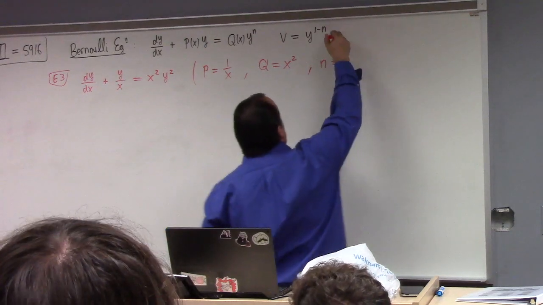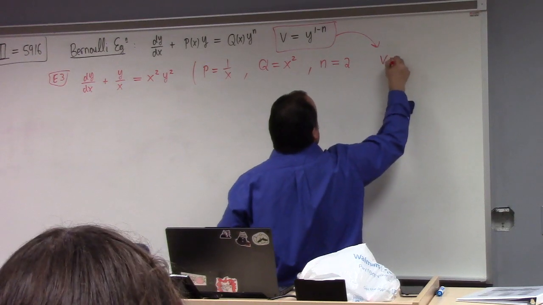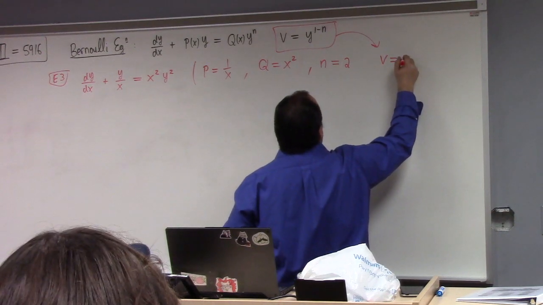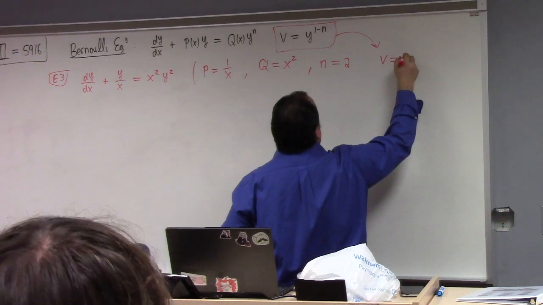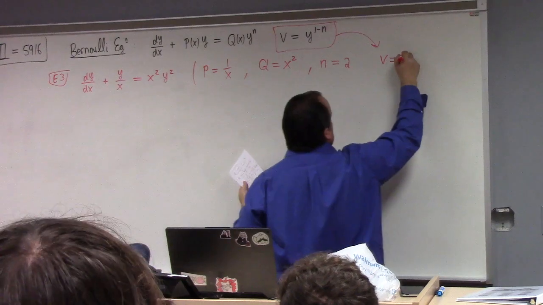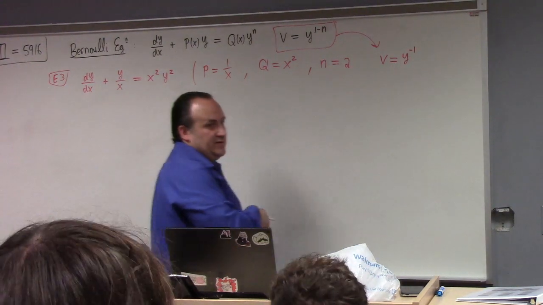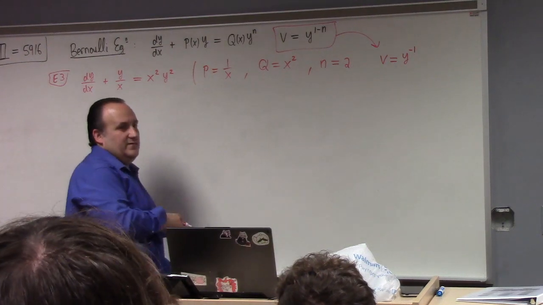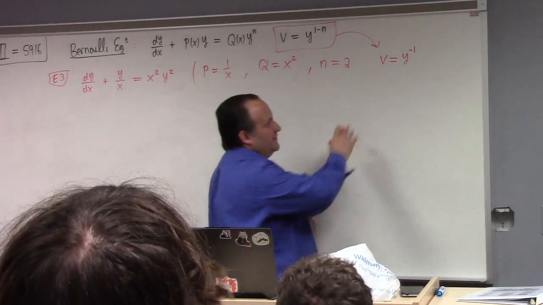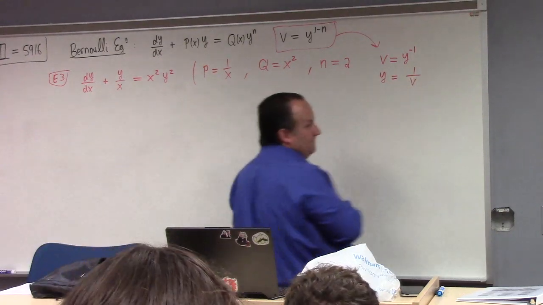So if we believe the hint, this suggests we should make v equal to... I was about to say y, but no. What is 1 minus 2? 1 minus 2 is minus 1, right? So that's y to the minus 1. v equals 1 over y substitution. But for the sake of making the calculus easier, let's solve for y. So y is equal to 1 over v, right?